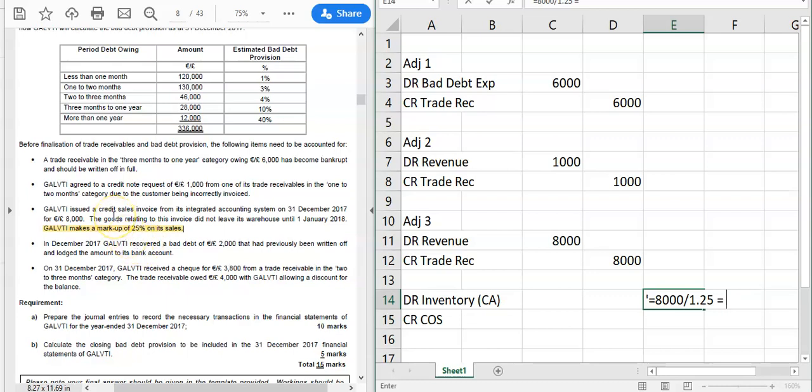So you need to work back to what was the cost of that. So you divide by 1.25. Okay, and we get that figure here. It's going to be 8,000 divided by 1.25, which is 6,400. So again, these are marks.